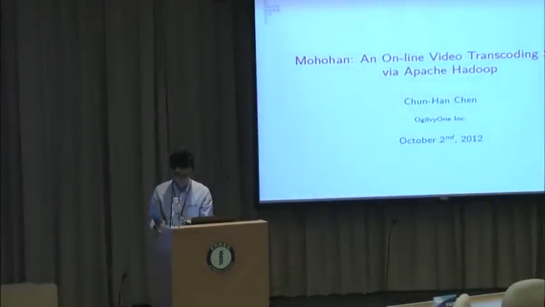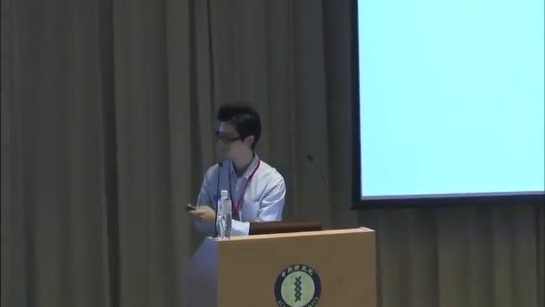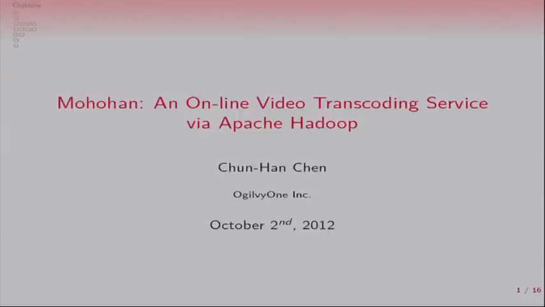And hello, I'm Chen. Thank you for coming. Today I want to talk about an experimental project named Mohohan. Mohohan is a cloud transcoding service implemented with Apache Hadoop and some Amazon Web Services, such as S3 Simple Storage Service, Elastic Compute Cloud EC2, and Elastic MapReduce EMR. And of course, a GNU GPL licensed freeware named FFmpeg is used.